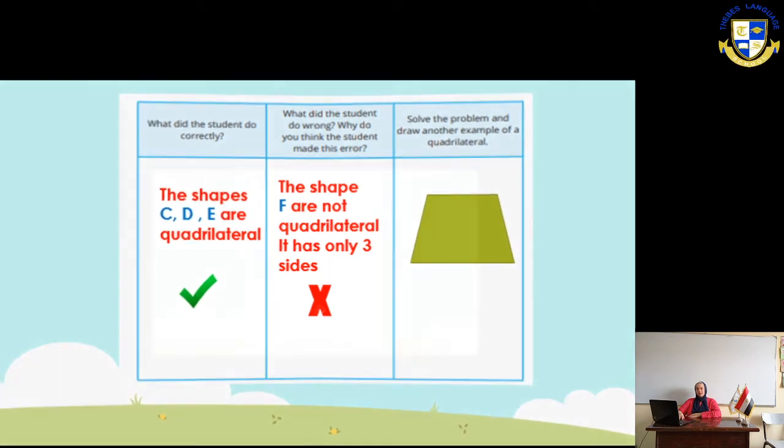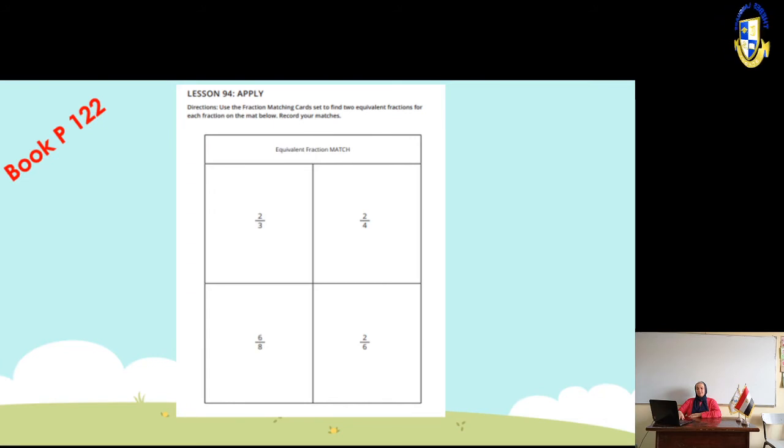Now in the next page, book page 122, use the fraction matching cards set to find two equivalent fractions for each fraction on the mat below. Record your matches. Here in the page we have 4 fractions, 2/3, 2/4, 6/8, 2/6. Beside each one of them we are going to have some cards, okay? We are going to choose the equal fractions to the fraction given.